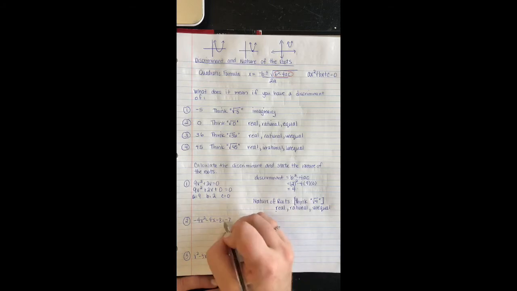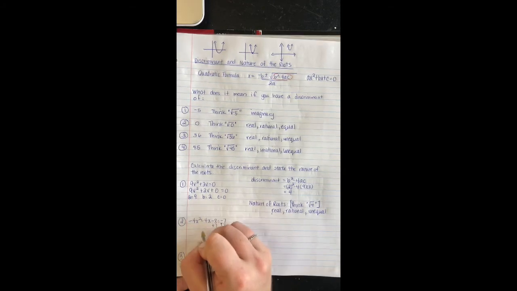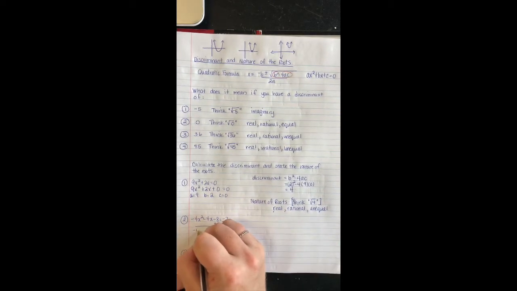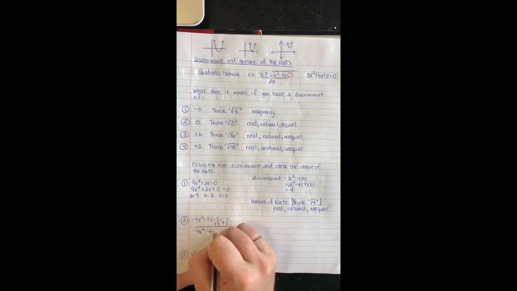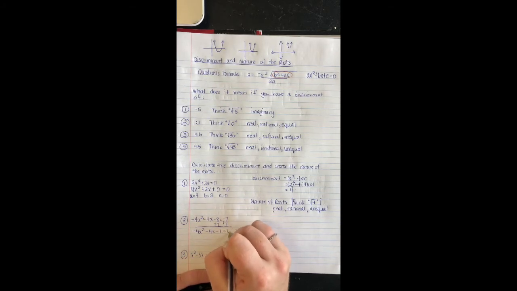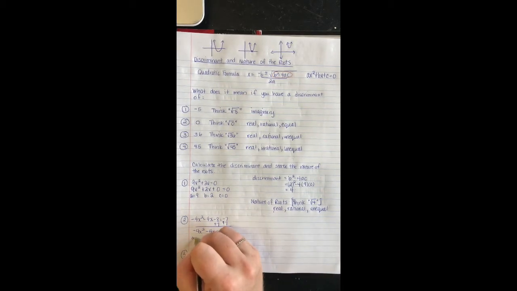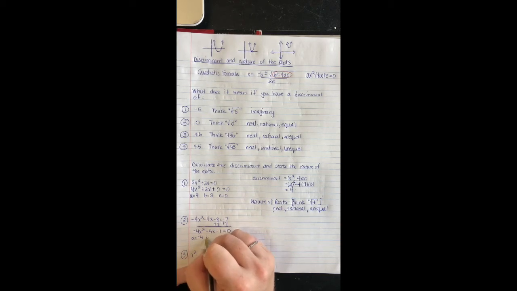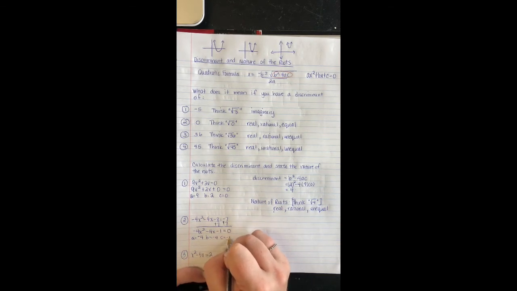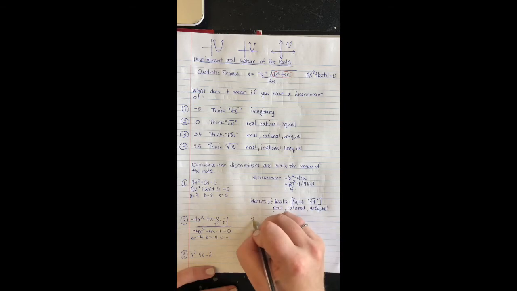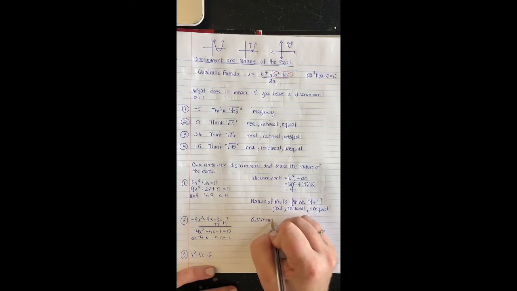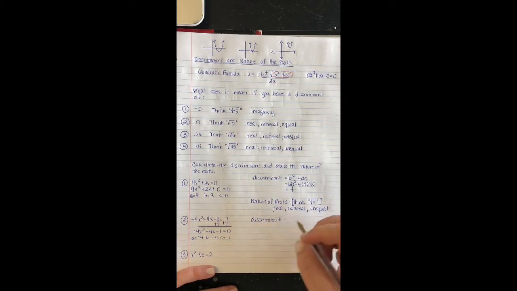On to question number 2. I have to get this in standard form, so I'm going to add 7 to both sides. So negative 4x squared minus 4x minus 1 equals 0. This gives me a equals negative 4, b equals negative 4, c equals negative 1. So I start with my discriminant, which is again b squared minus 4ac.